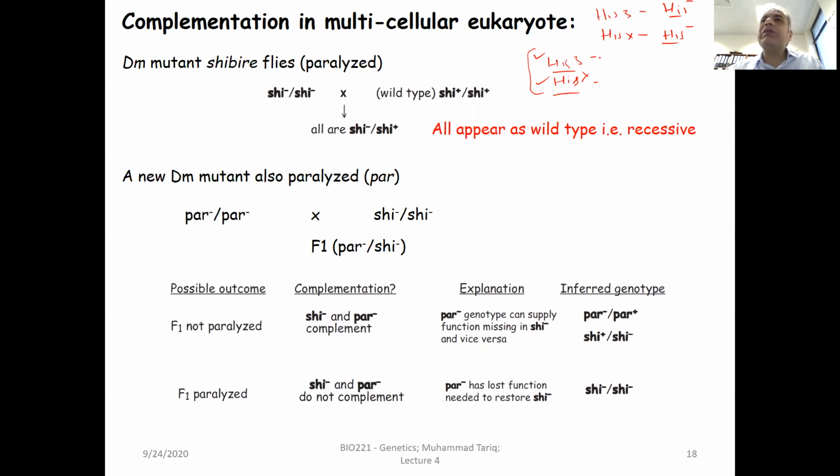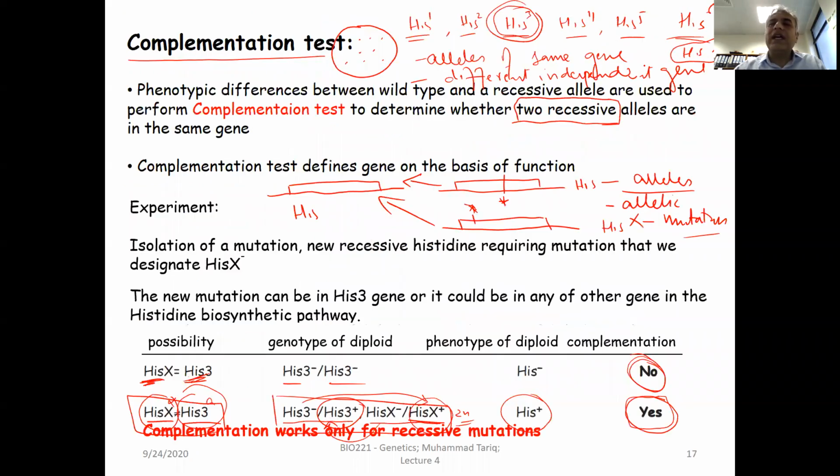Okay, now this is what we have to see, whether his 3 and his X are in the same gene or in independent genes. If they are in the same gene, we will call them allelic. If they are in two independent genes, they are non-allelic. Now, what I showed you here is if his X and his 3 are in the same gene, it will never be possible that the same nucleotide is mutated in both the alleles, his 3 and his X. There will be different nucleotides mutated.